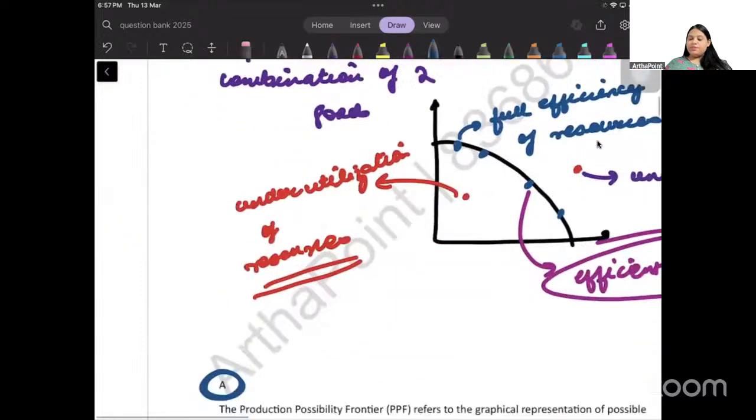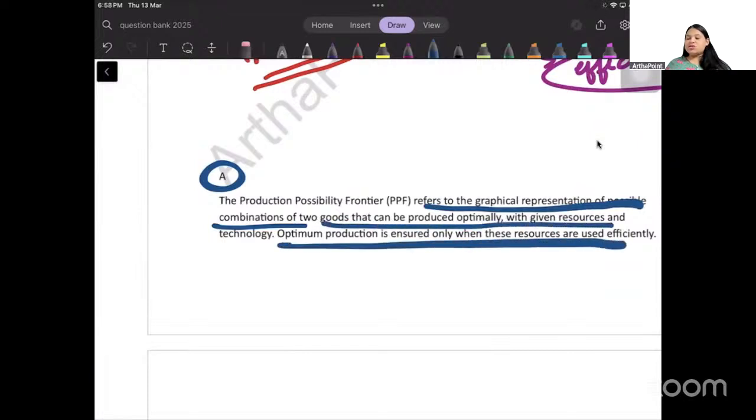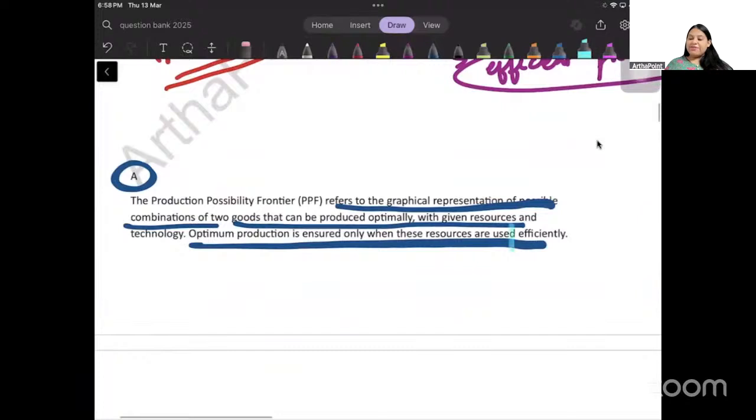ओके बेटा देखो. The production possibility frontier refers to graphical representation of possible combination of two goods. Optimal production ensures that resources are used efficiently. तो ऑप्टिमल प्रोडक्शन इज रिलेटेड टू एफिशिएंसी. ठीक है. ओके, नाउ लेट्स गो ऑन टू द नेक्स्ट क्वेश्चन.